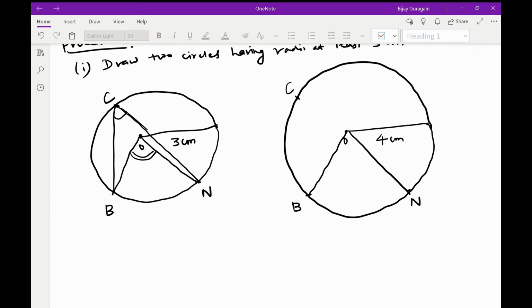Now let us join B and C using scale. So here I am doing it by hand, so it's not perfect, but you have to do it with your scale. You have to join lines using your scale. You have to measure the angle using protractor. So this is my central angle. This is my angle at the circumference, BCN.